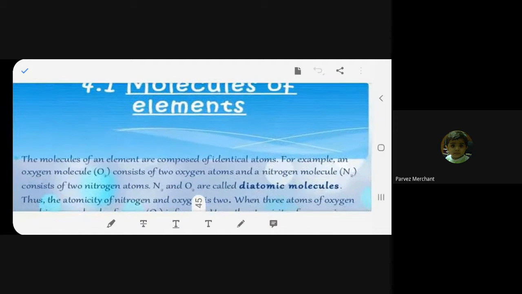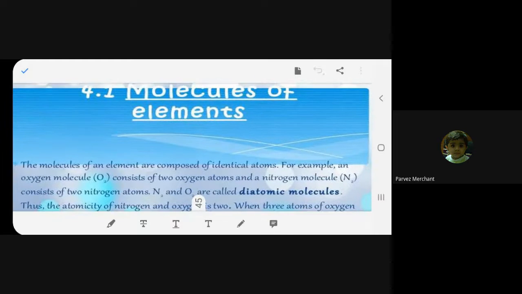So more detailing we are going to do. Molecules of elements. Remember that. You know that molecules are made up of elements. Molecules are made up of atoms. Do you understand now? Yes, ma'am. Start.